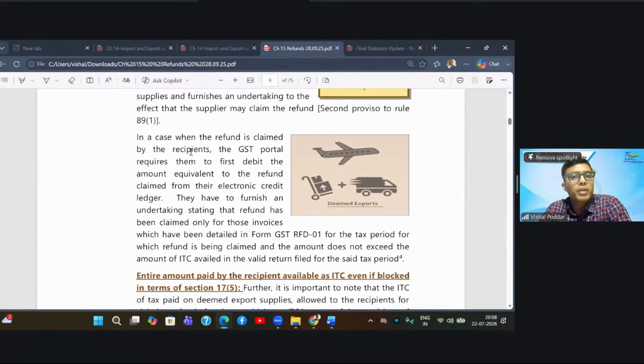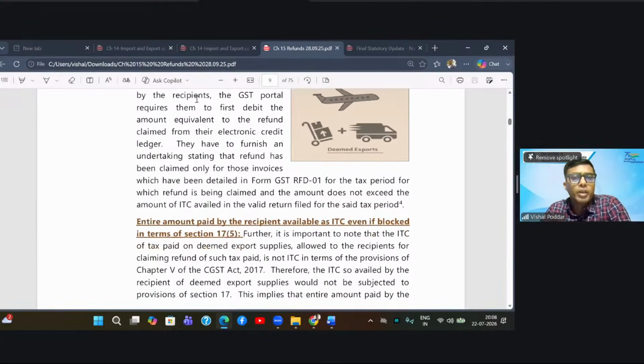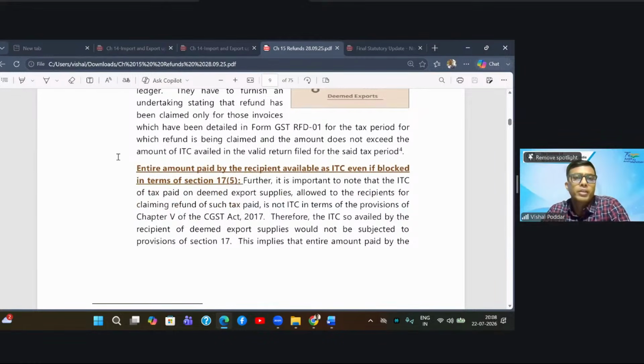Second possibility, the refund can be claimed by the recipient. The GST portal requires them to first debit the amount equivalent to refund from their electronic credit ledger. So now supplier charges GST to you, you are the recipient. Obviously, the credit is coming and sitting in your GSTR 2B and through that it is coming in your 3B. So now whenever you are making an application, obviously you'll have to debit that refund amount so that you'll reduce the ITC balance. You have to furnish an undertaking stating that the refund has been claimed only for those invoices the details of which you are furnishing in this application, and for the tax period for which refund is being claimed. The amount does not exceed the amount of ITC.